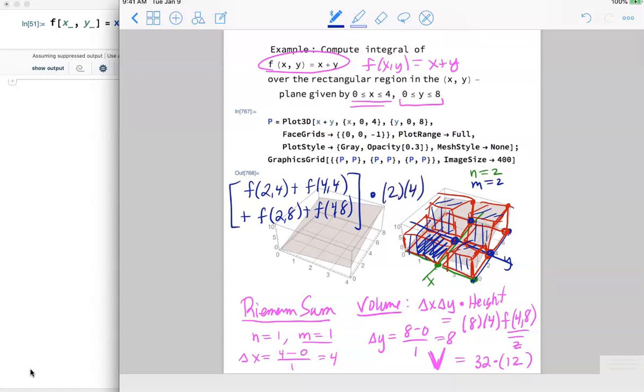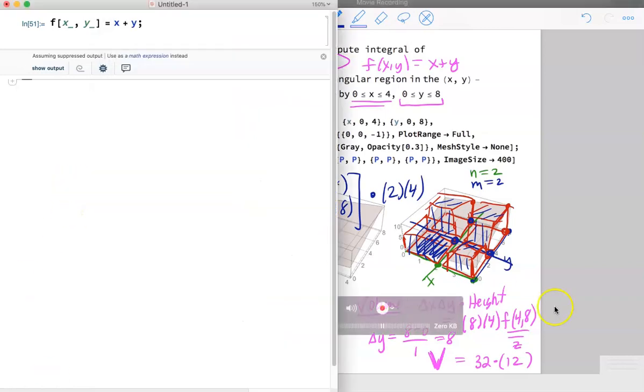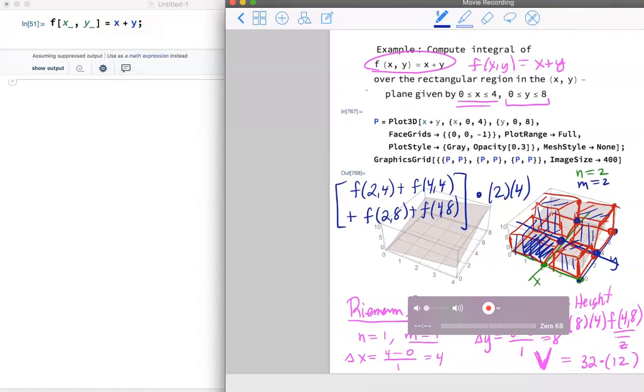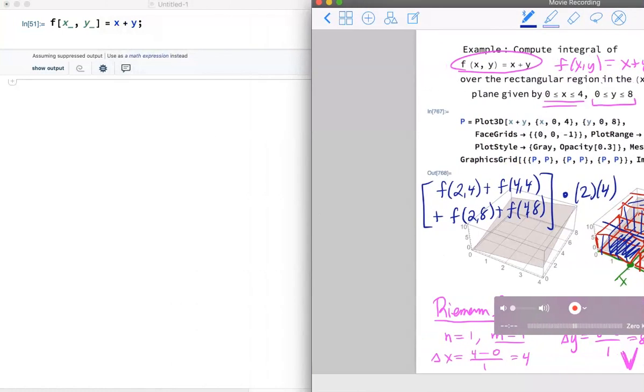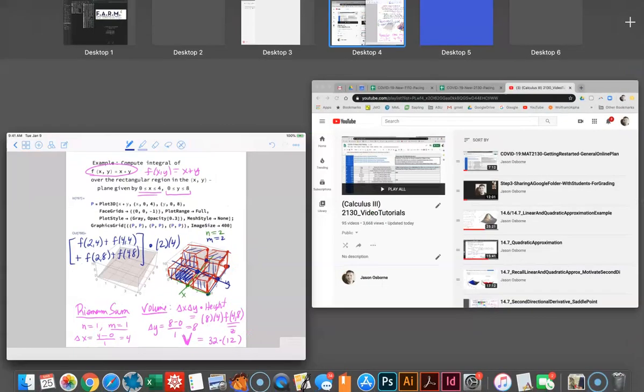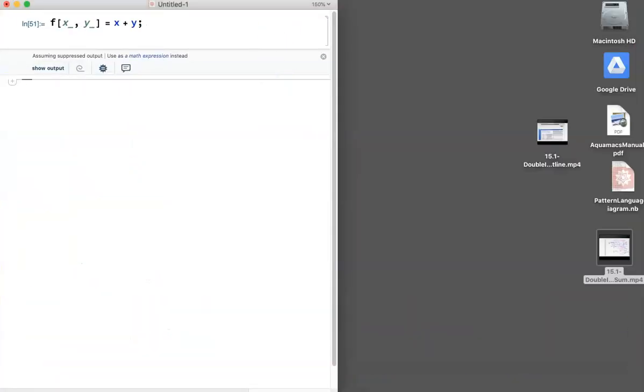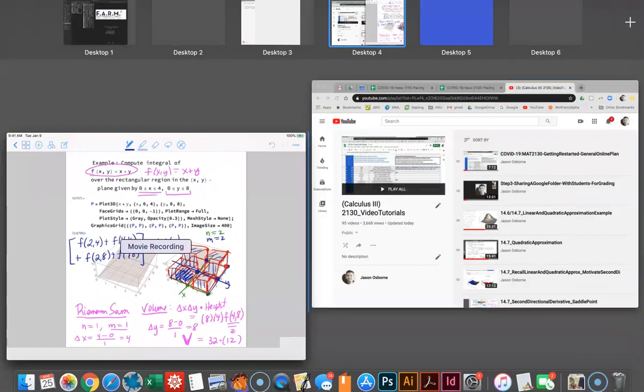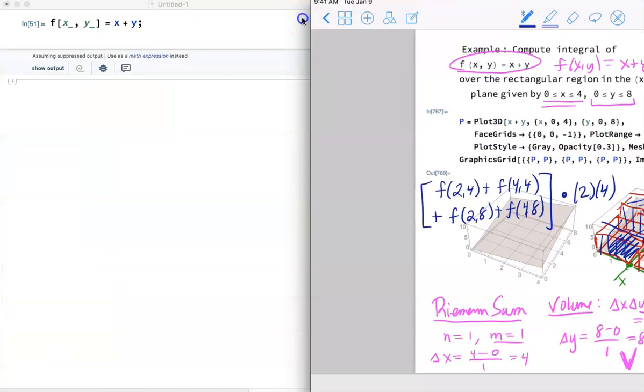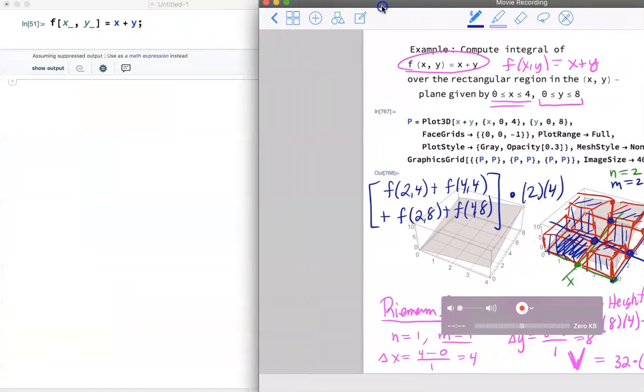Okay. So that's what we would need to do, and I'll just have the computer do those numbers. Oops, sorry. Got a little confusing, sorry about that.